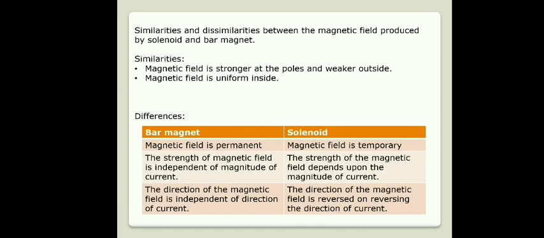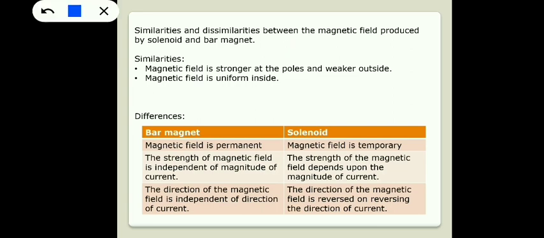Next, there are certain similarities as well as dissimilarities between the magnetic field produced by a solenoid and a bar magnet. Even though the magnetic field lines are similar, some dissimilarities are there. And what are the similarities? Yes, the magnetic field is stronger at the poles and weaker outside, just like a bar magnet. And also inside the solenoid, you can see one thing. The magnetic field lines are straight and equidistant. Okay, so the magnetic field is uniform inside.